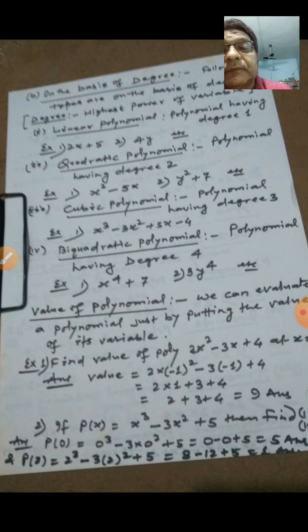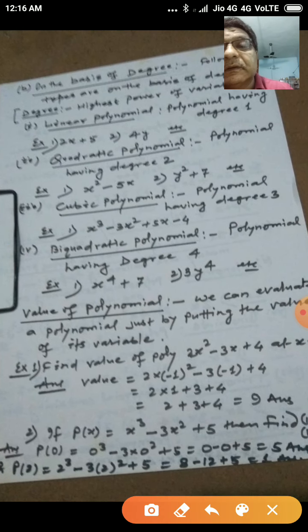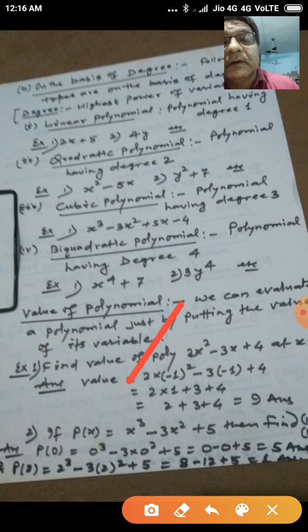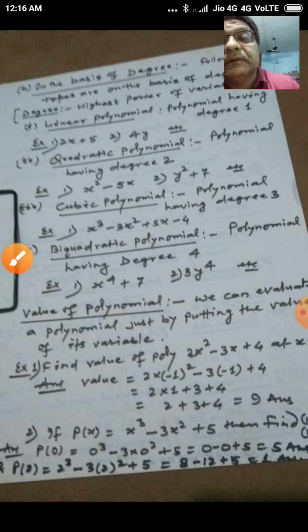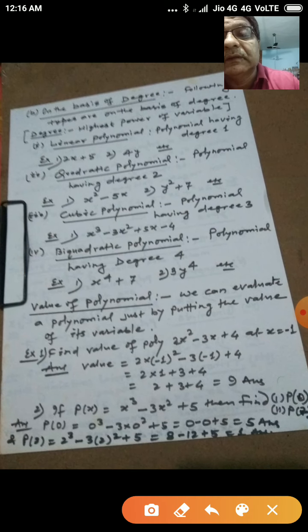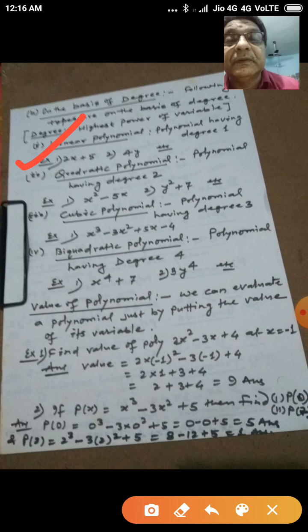So first of all, we just try to learn that what is degree. So the highest power of variable present in the polynomial, that highest power is known as degree. And now we will classify the polynomials on the basis of its degree. So on that basis, the polynomials are, first is called linear polynomial, when the polynomial is having degree 1.